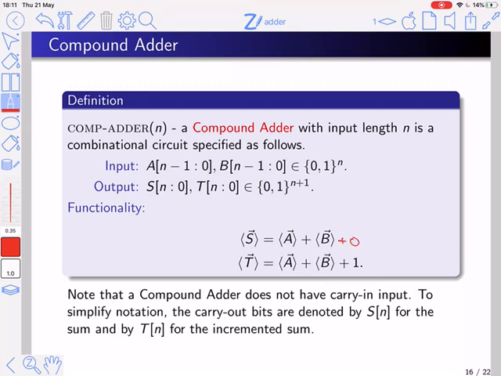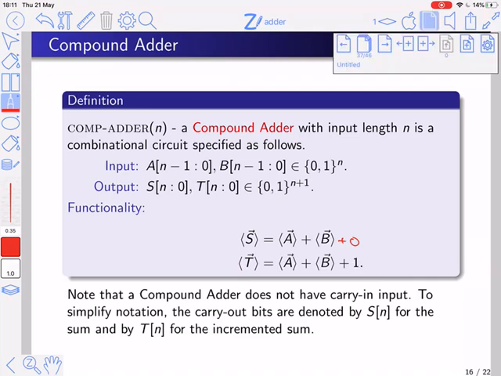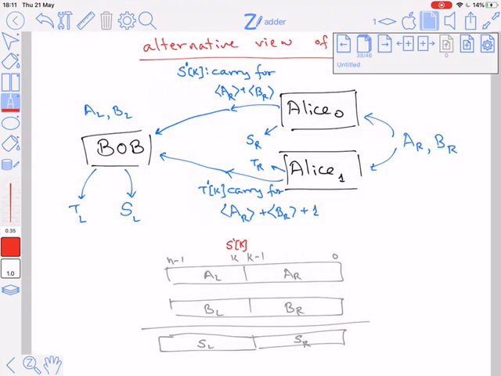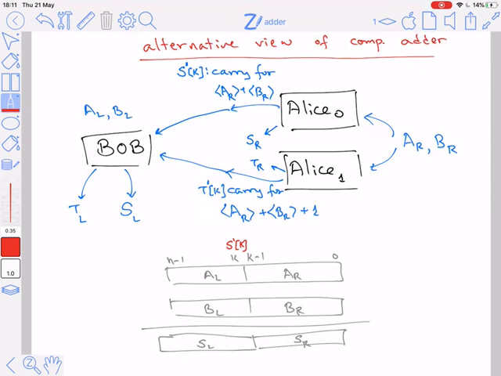And we don't call it a carry-out bit, we just give it another extra bit position. The reason we use this: S is simply the sum, and T is the incremented sum. It's the letter that comes after S to help us remember that we need to add the 1.